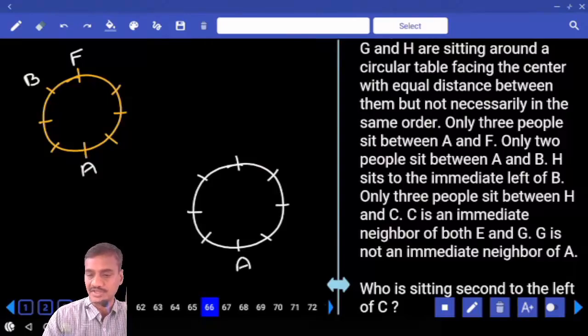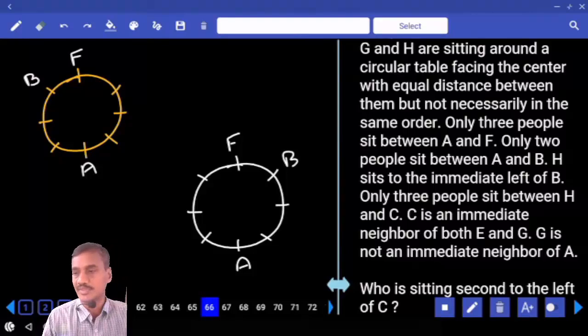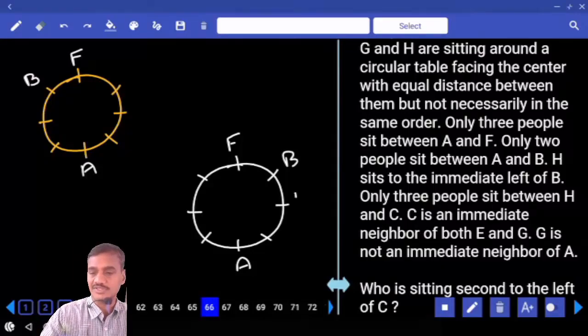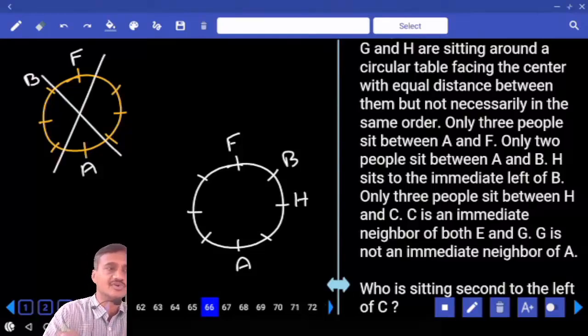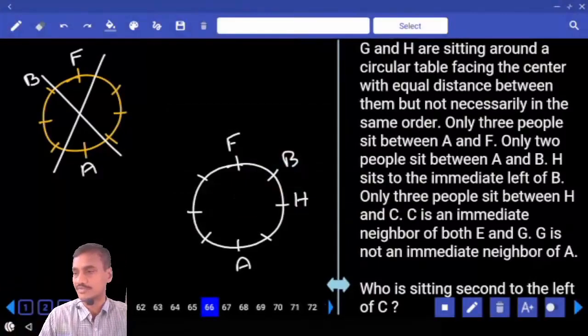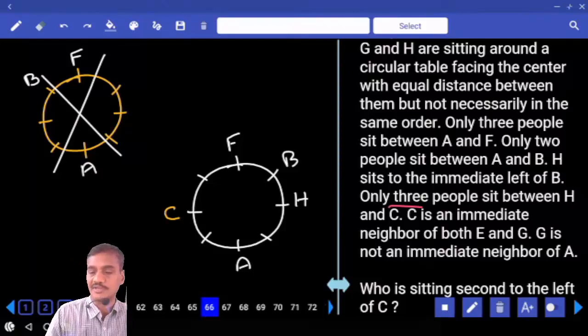And in the second case, B is to the right hand side of E. H sits to the immediate left of B. In the first case, H being to the immediate left of B is invalid. Hence we are left with only 1 possibility here. Next, only 3 people between H and C, so H and C are opposite to each other. And C is an immediate neighbor of both E and G.